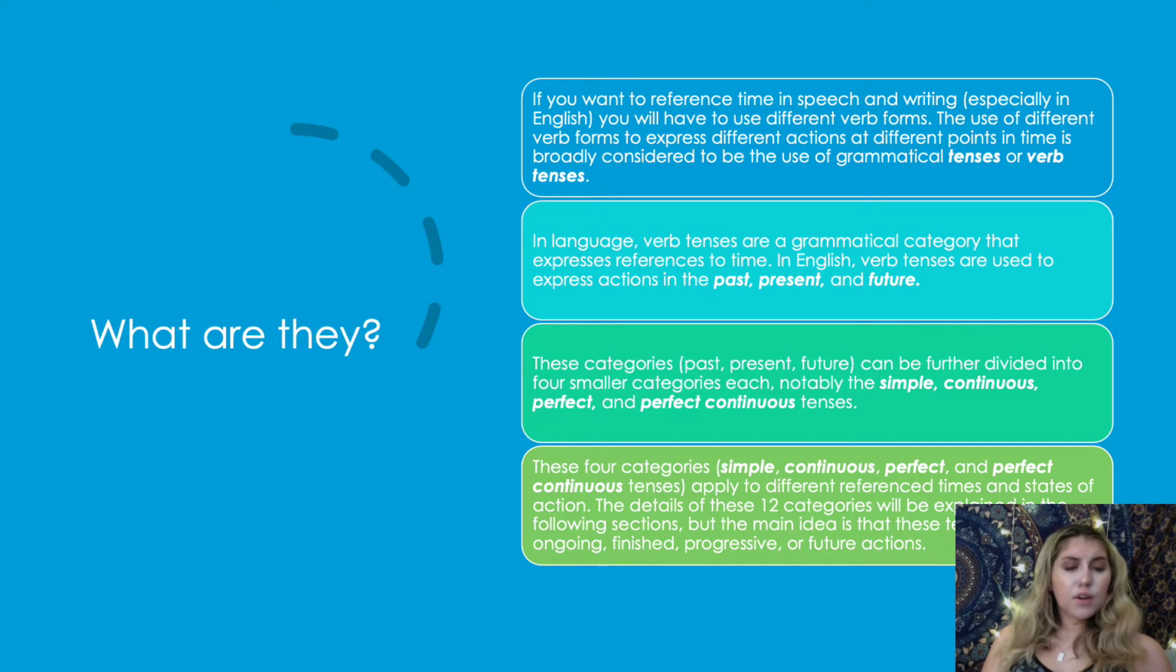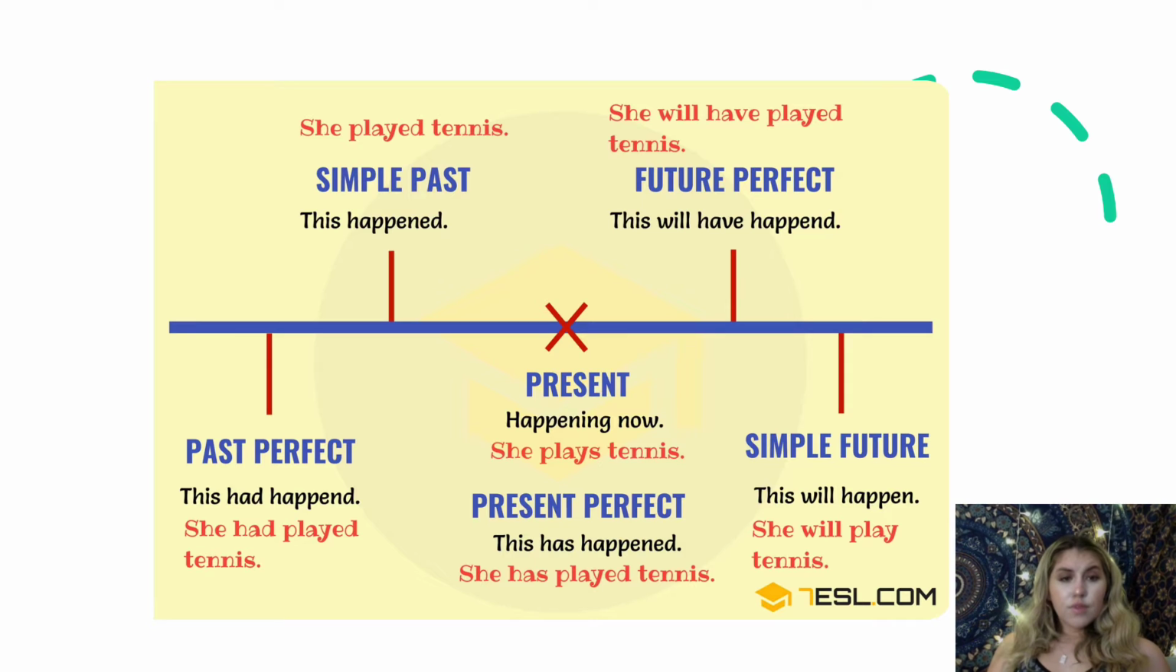So to start, what are verb tenses? Whenever you want to reference a time, whether it's in speaking or writing, you have to use a verb tense or some kind of tense. An example of these would be past, present, and future tense. Okay. So here's some examples, so we'll go over them and break them down.